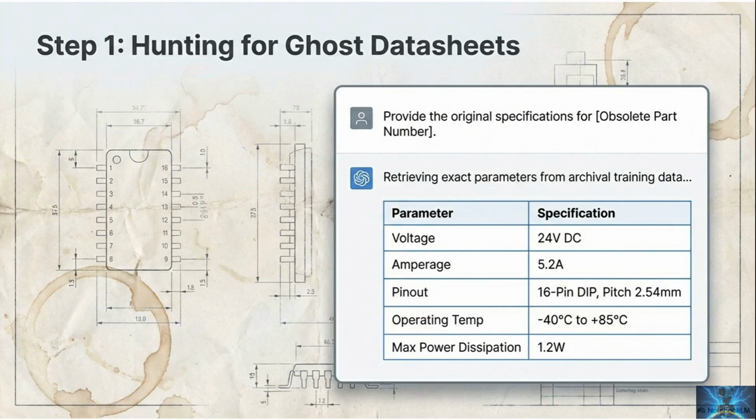Step 1. Hunting for ghost datasheets. In Step 1, you ask the artificial intelligence to reconstruct the original specs for an obsolete part number. The output you want is a clean parameter list: voltage, current, pinout or terminal layout, operating temperature range, and power limits. Treat this like a lead, not gospel. Use it to speed up your search, then validate against real documentation.